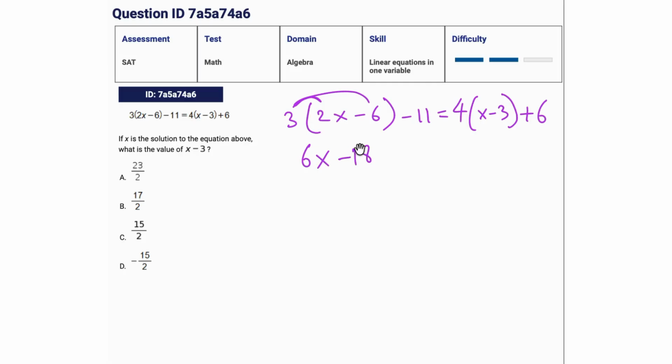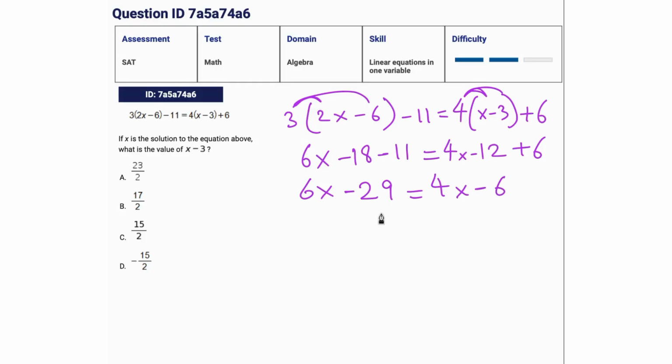Now we can remove the bracket since we've already multiplied it, which would now subtract it with minus 11. Okay, and equals, the same way I'm going to multiply this with x and 3. That would be 4x minus 12 plus 6. Okay, so this will be 6x minus 29, and this one would be 4x minus 6.